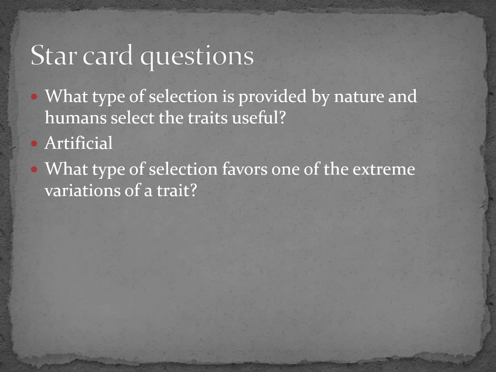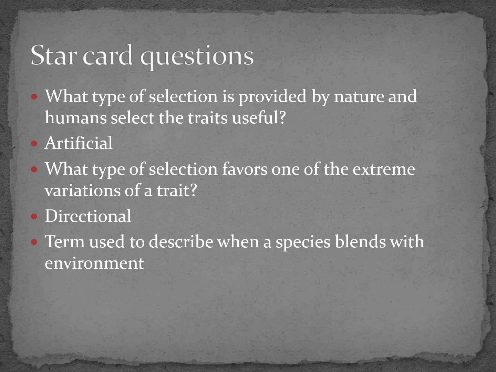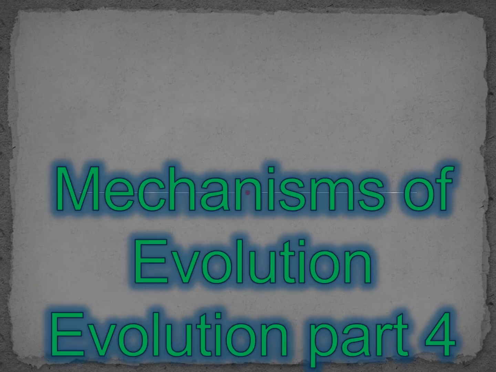Artificial, right? Because we are giving that, but we get to choose. What type of selection favors one? Directional. So if we're going one direction, that's where we're headed. Term used to describe when the species blends with the environment: camouflage.